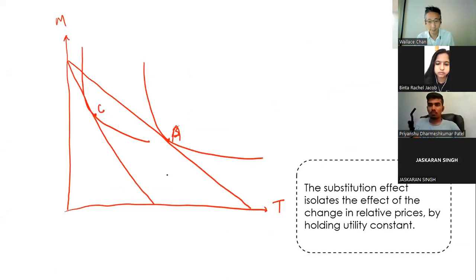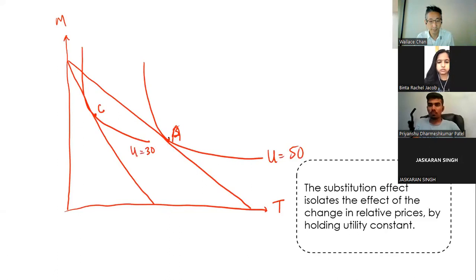Okay, now to isolate this income effect and the substitution effect, you ask yourself this hypothetical question: how would people change their behavior if I could keep utility constant at the earlier level? Remember, this indifference curve gives you some level of utility, let's say a utility of 50. When you move to this indifference curve, you get some lower utility, let's say a utility of 30.